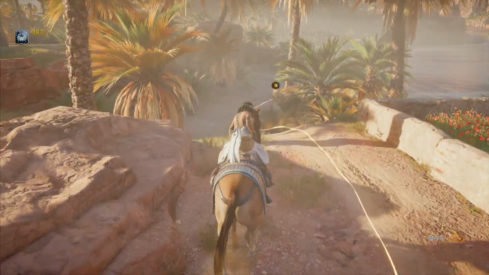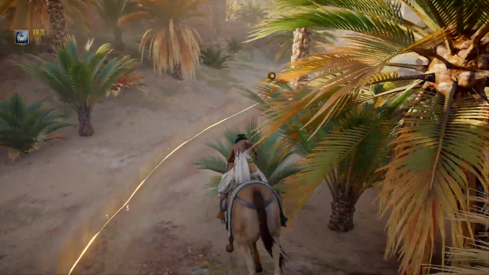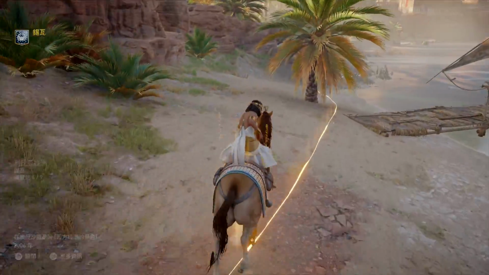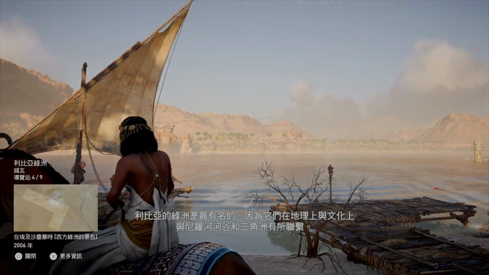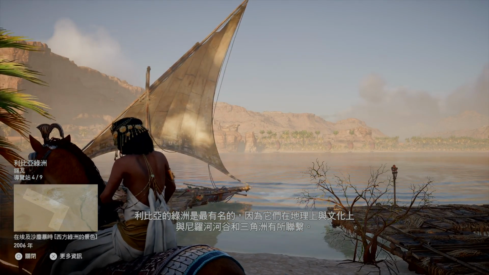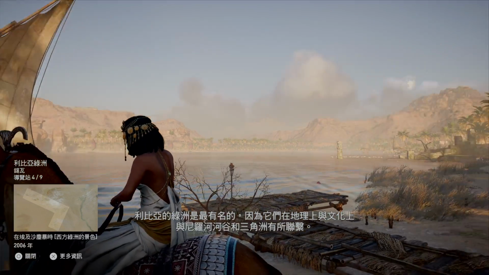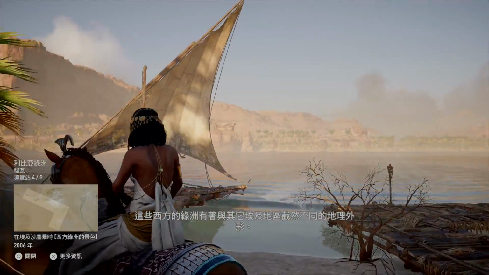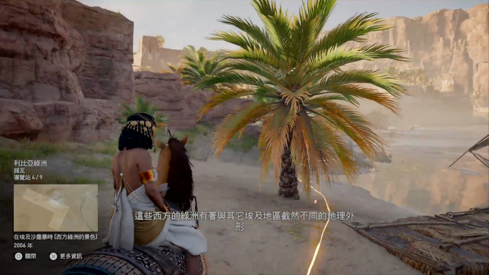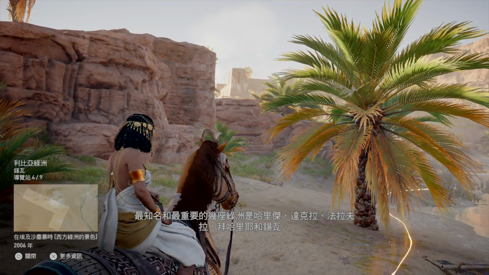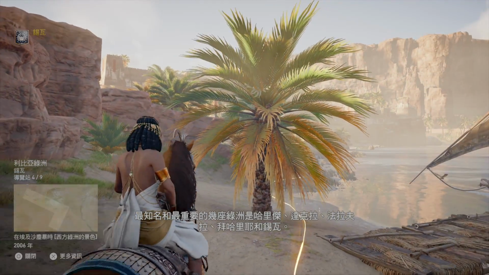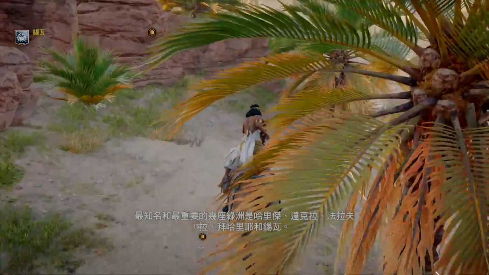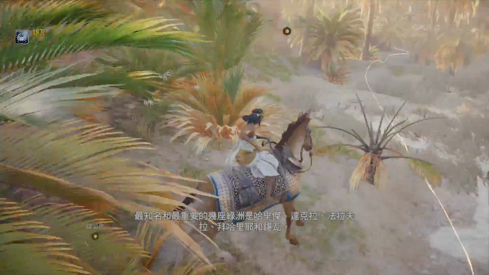Libyan oases are the best known, as they are geographically and culturally linked to the Nile Valley and the Delta. These western oases have a distinct geology from the other regions of Egypt. The most famous and important oases are Karga, Dakhla, Farafra, Baharia, and Siwa.